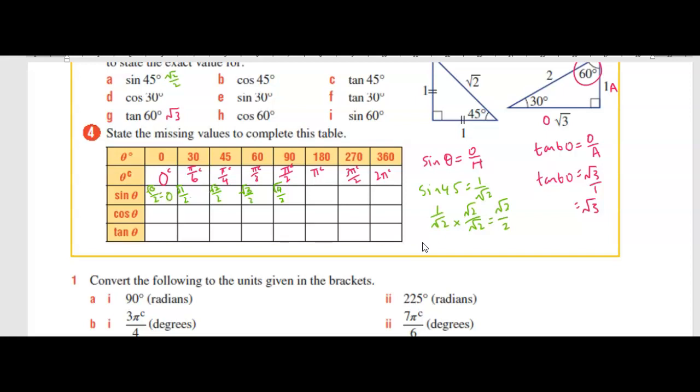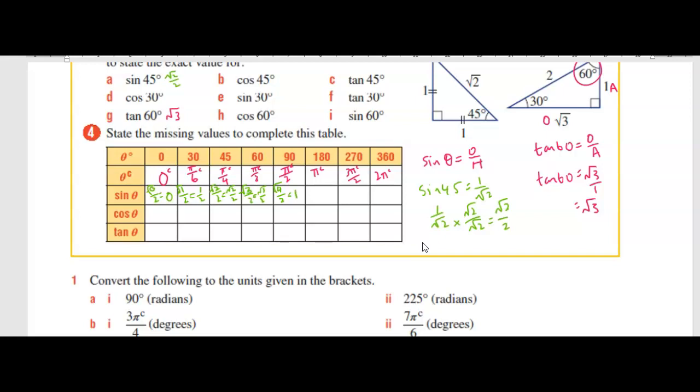So root 0 on 2 is 0. Root 1 on 2 is just a half. Root 2 on 2 just stays root 2 on 2. Root 3 on 2 just stays root 3 on 2. And the square root of 4 is 2, so we've got 2 on 2, which just gives you 1.